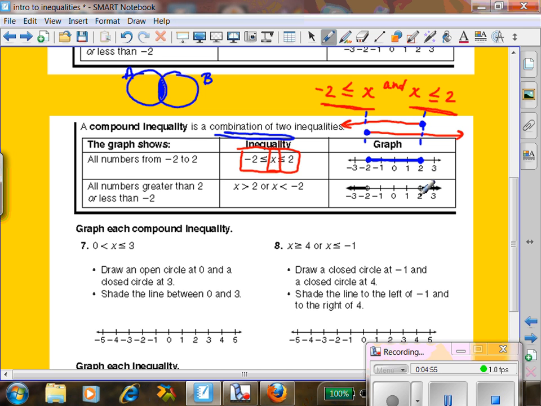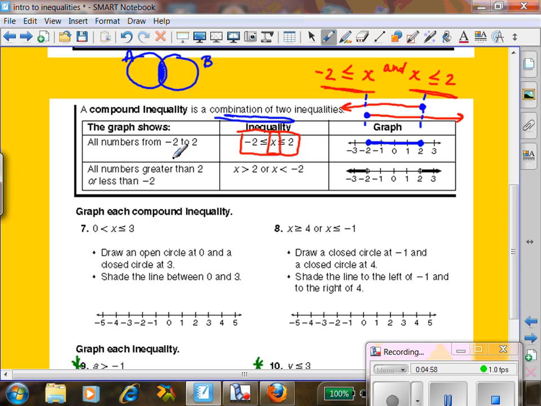That's all that is. All right, so then the other one is really much easier. This is an OR situation. So you can have an AND or an OR.